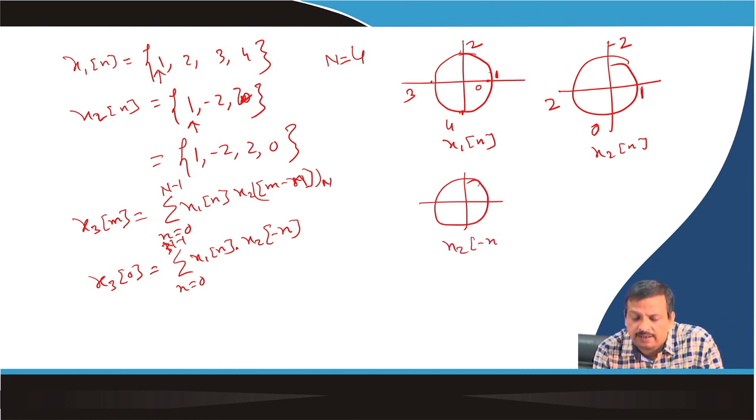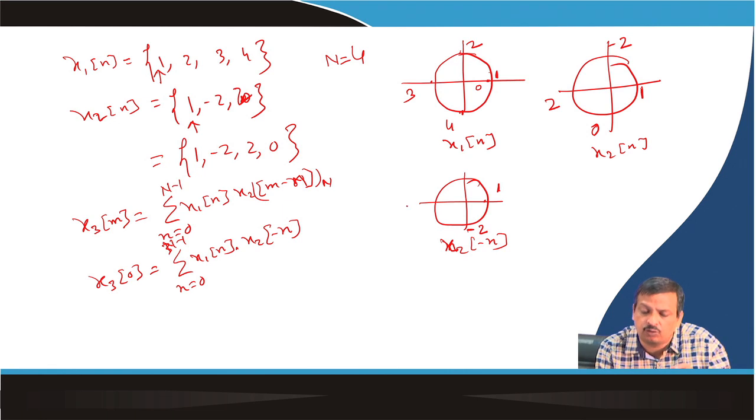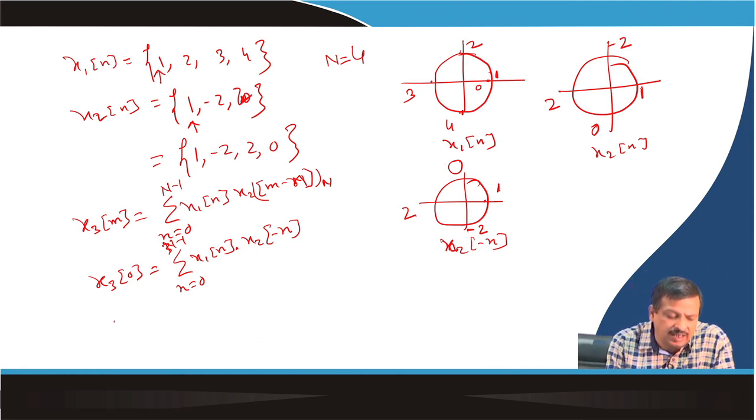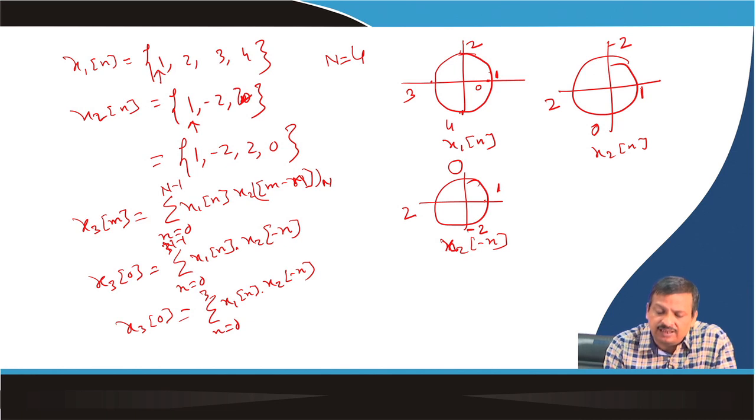x2 minus n means folding, negative index. So, this index is 0, 0 is 1, minus 1 is minus 2, minus 2 is 2, and minus 3 is 0. So, this is x2 minus n. Now, x3 of 0 is nothing but a summation of n equal to 0 to 3 of x1 n into x2 minus n. So, this is nothing but a product. So, one product will be this.